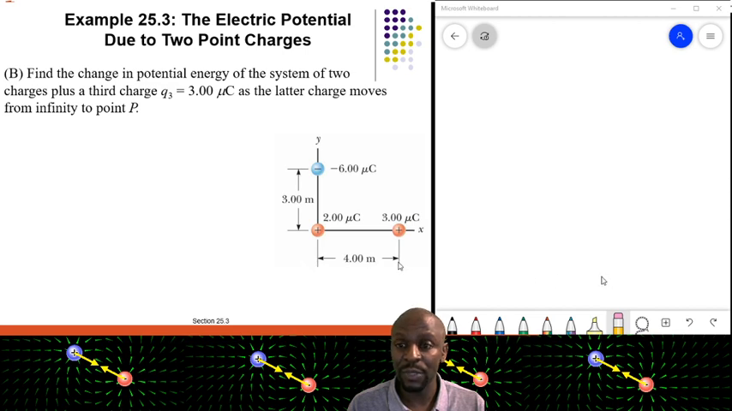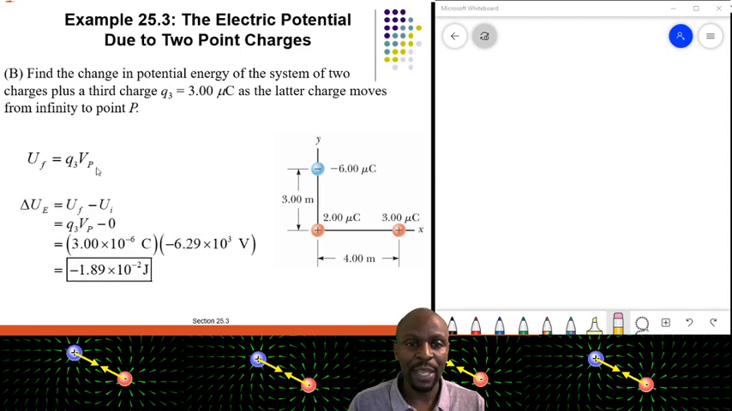Now we already know what the potential is there. Therefore, what we need to do is to calculate the potential energy. Final potential energy is just given by Q3 times the value of that potential at point P. Now this is what you are going to have. The change in potential energy is nothing else but the final potential energy minus the initial potential energy. In this case, the initial potential energy is just 0.